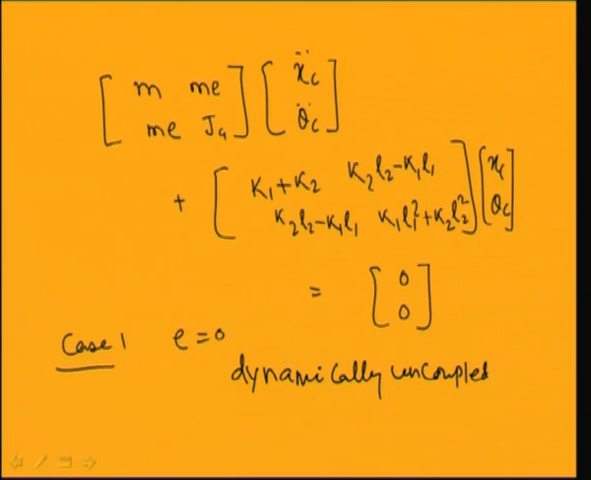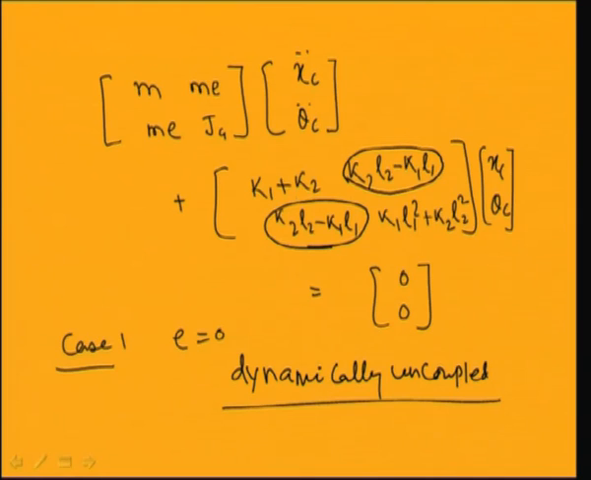Now you see that if I take k2 L2 equal to k1 L1, so this part equal to 0. So this term will become 0 and this term also will become 0. So in this case you will have a stiffness matrix k1 plus k2, 0 and 0, k1 L1 square plus k2 L2 square. So this is also statically uncoupled. This becomes statically uncoupled if I take k2 L2 equal to k1 L1.